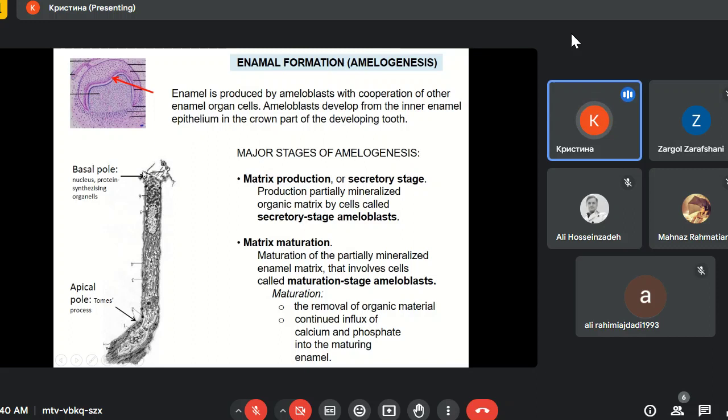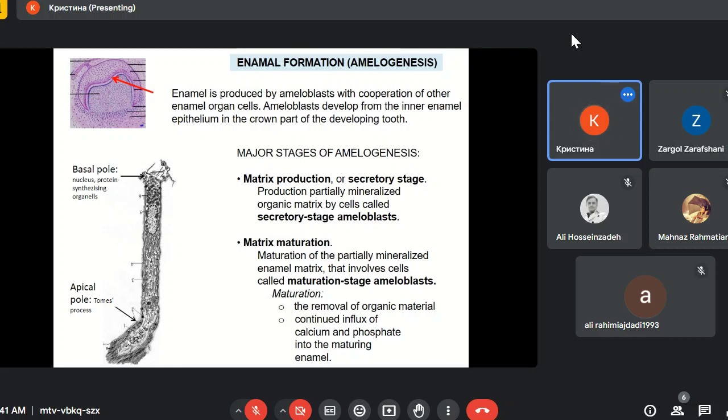After changing their polarity, the basal pole will look towards the stellate reticulum, from which these cells will receive nutrition. In this part of the cell, it will have rough endoplasmic reticulum, Golgi complex, and from the apical pole, the Tomes process grows. It is a small process through which the organic matrix of the future enamel is released, and also calcium and phosphate ions, which help enamel to be very fast mineralized.